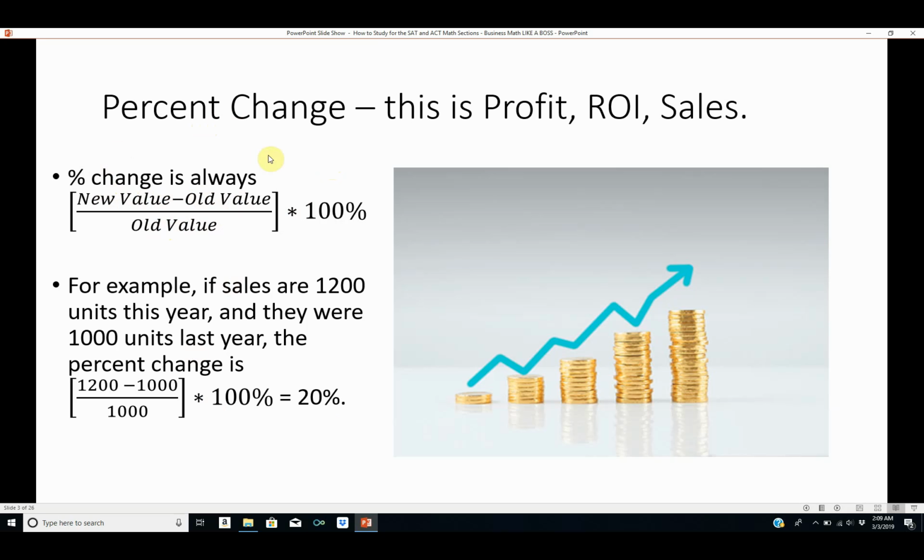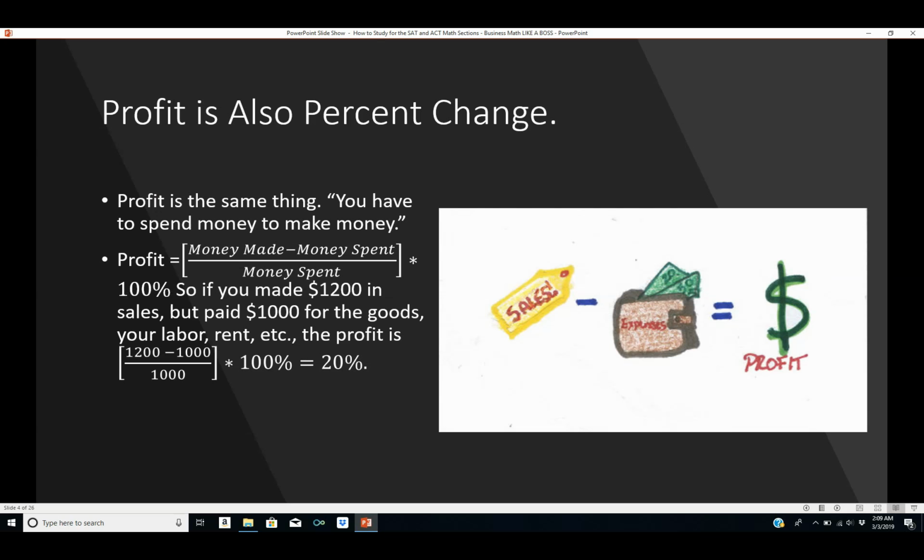You might also recognize this from when you do percent error in chemistry or physics class or percent yield. So you would take the value that you found minus the generally accepted value over the generally accepted value, the true value, times 100% for something like that. So profit is also percent change.